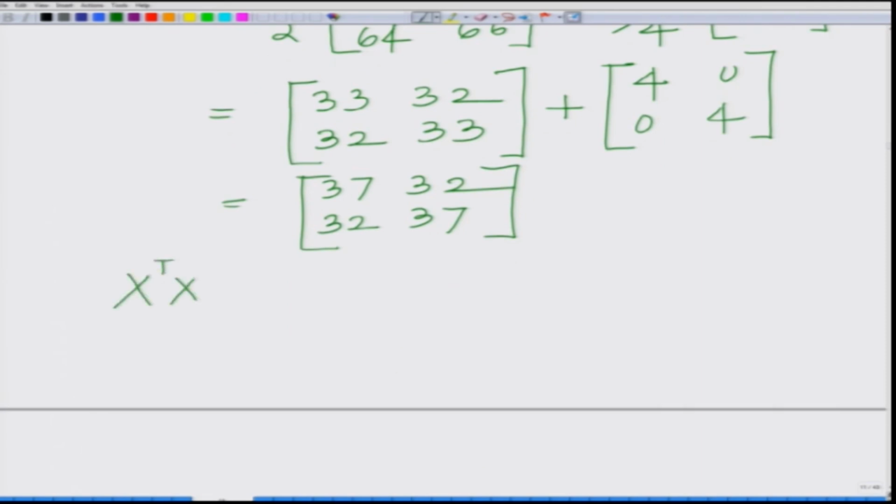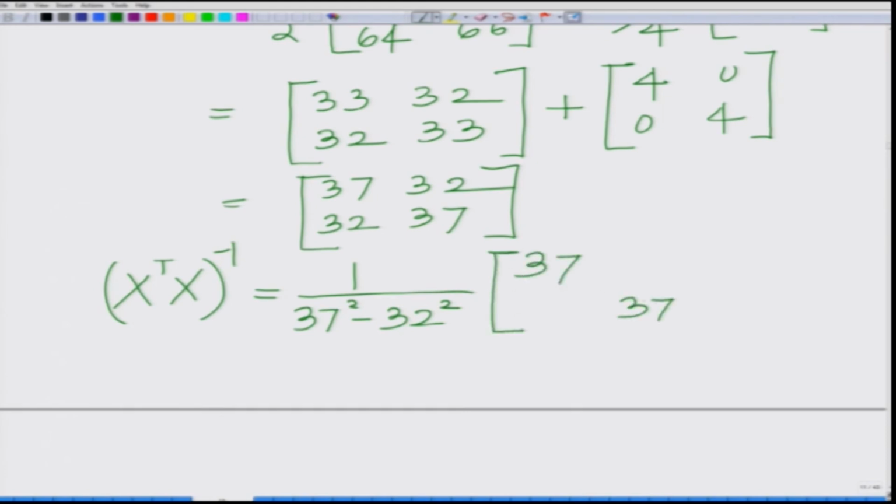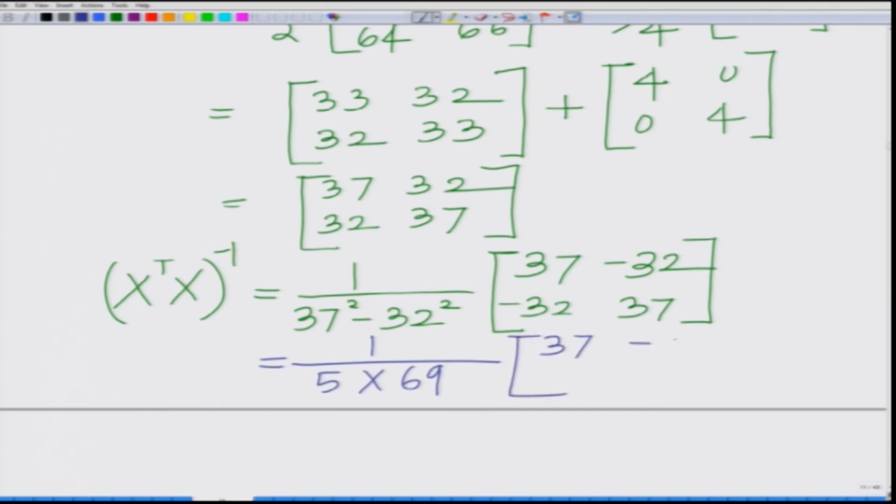The inverse of this matrix is 1 over the determinant, since this is a 2 cross 2 matrix, that is 1 over 37 square minus 32 square, times, switch the diagonal elements, 37 and 37 because both are same, and negative of the off-diagonal elements, minus 32 comma minus 32. And this becomes 1 over 37 square minus 32 square, which is 37 minus 32, that is 5, times 37 plus 32, that is 69, times, of course, 37 minus 32 minus 32 37.